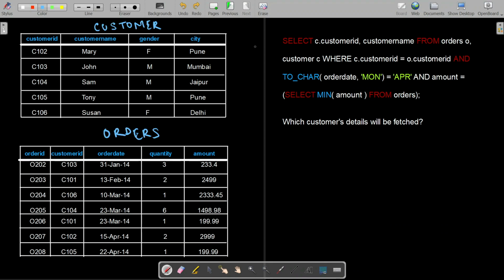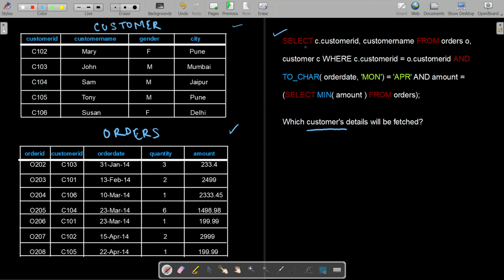So let's start with this question. In this question we are given two tables, a customer table and an order table, and we need to tell what customer details will be fetched after execution of this particular query. Now let's try to execute this query.